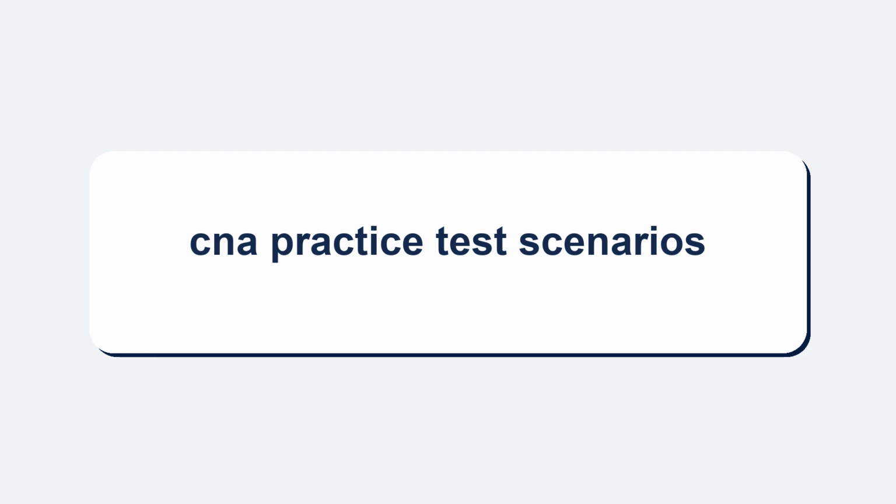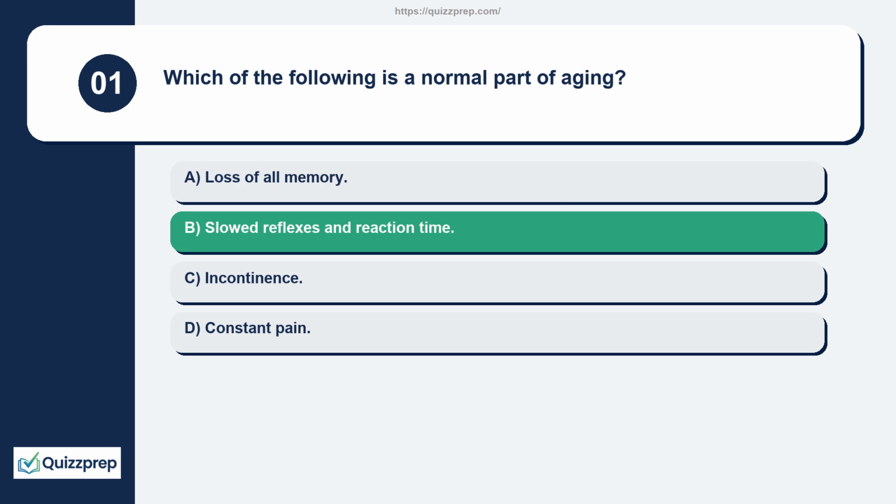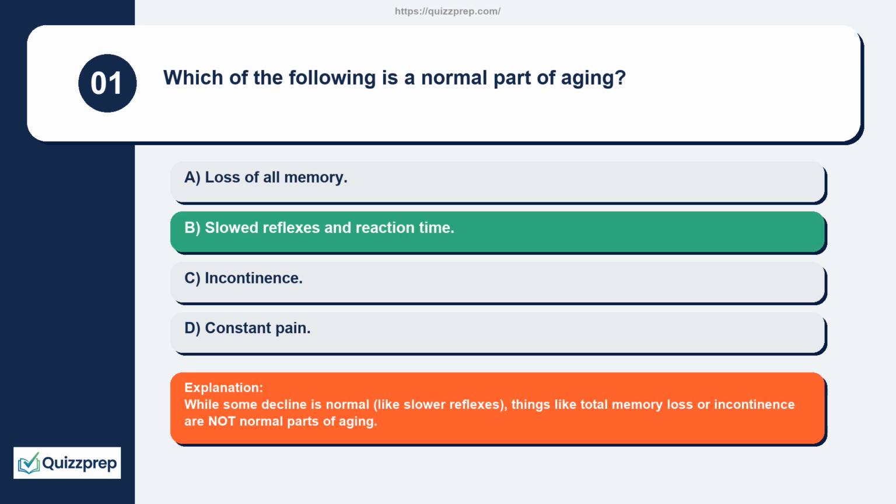CNA practice test scenarios. Question 1. Which of the following is a normal part of aging? Loss of all memory, slowed reflexes and reaction time, incontinence, constant pain. While some decline is normal, like slower reflexes, things like total memory loss or incontinence are not normal parts of aging.